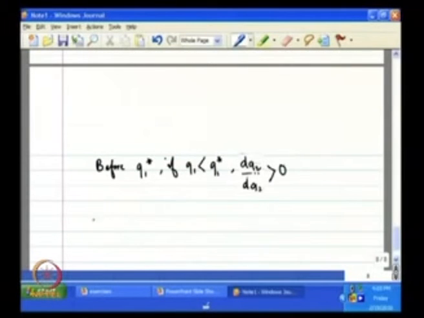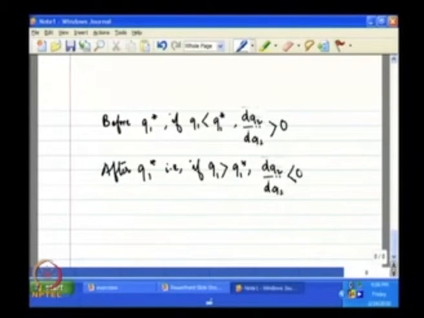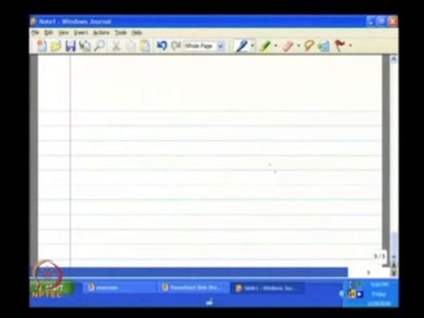Right. And after q1 star, that is if q1 is greater than q1 star, so q1 has exceeded the value for which this is equal to 0, it has exceeded that value, which means that this term is high now, which means this is going to be negative. All right. So, these are the informations that I have, and from this I can now draw the isoprofit function.